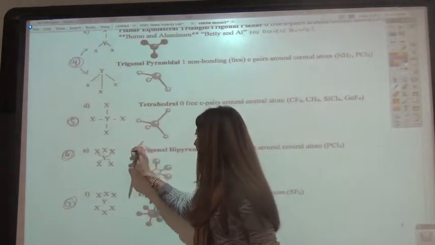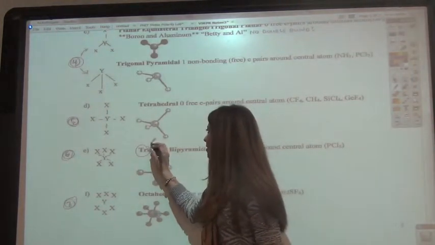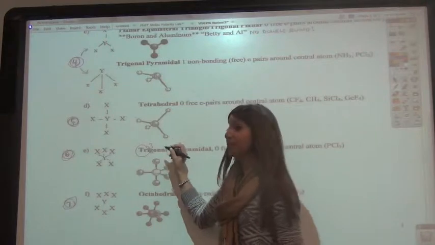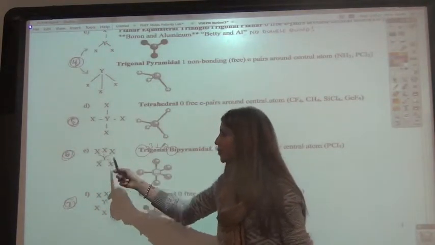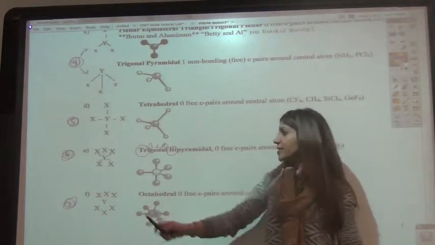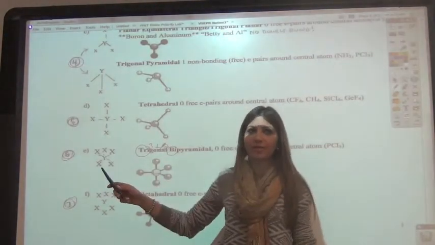This is pretty easy to remember. Tri represents how many? 3. And bi typically represents 2. And 3 plus 2 gives us a total of 5. So that's easy. It's trigonal bipyramidal, okay?